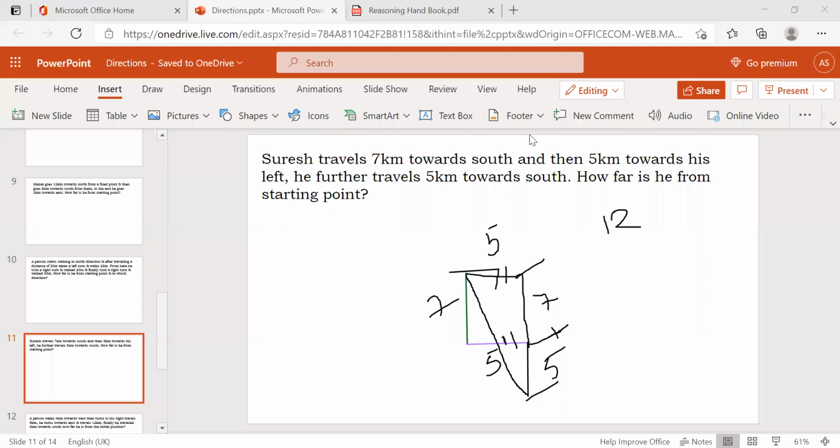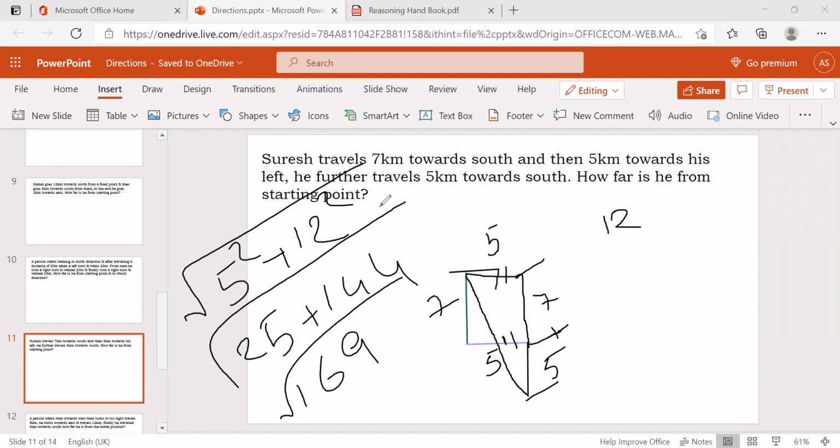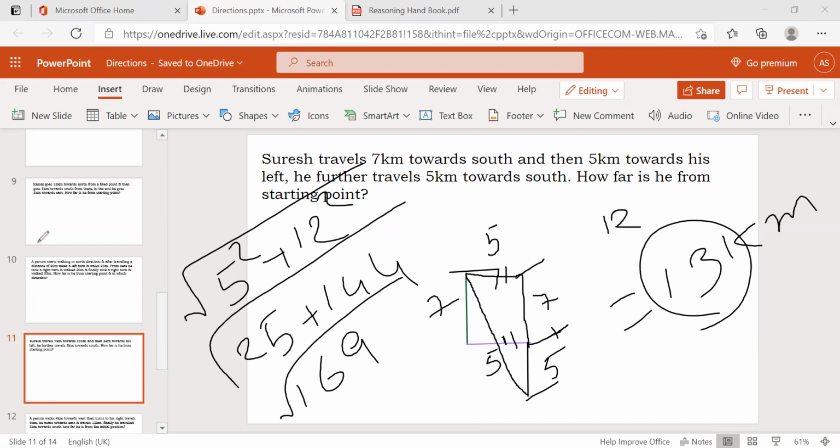Okay, now same. Root of 5 square plus 12 square. So 25 plus 144. This is nothing but 169. Root of 169 is nothing but 13. So 13 kilometers. From which way? Which side is he now?